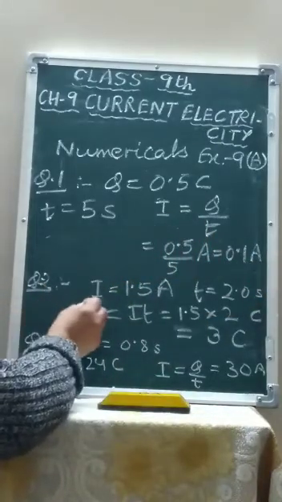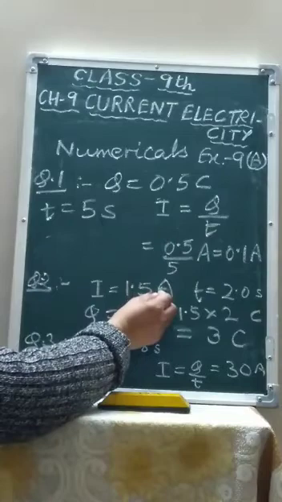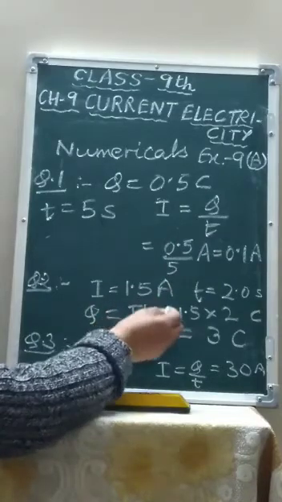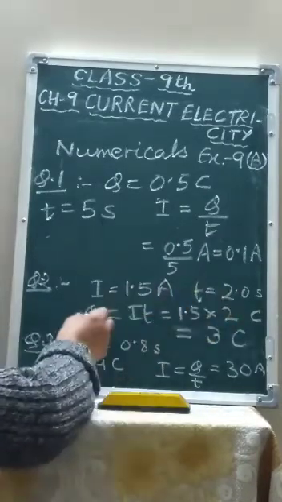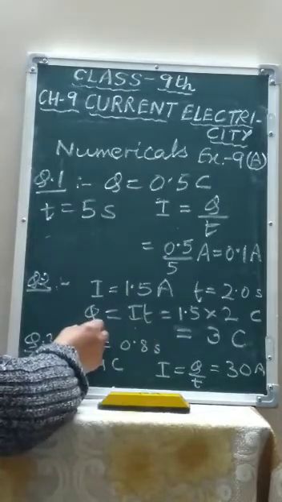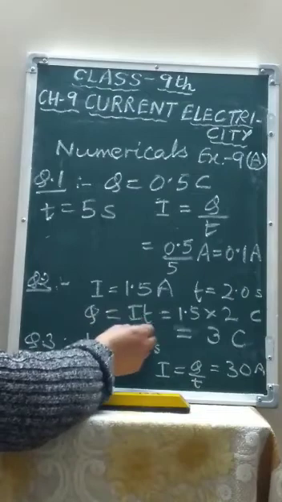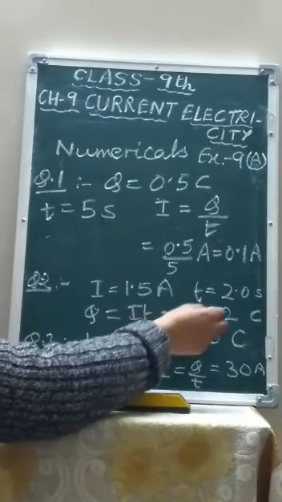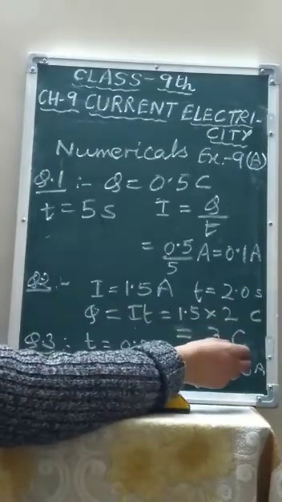Question number 2, a current of 1.5 ampere flows through a conductor for 2 seconds. So what amount of charge passes through the conductor? Charge Q is given by the formula Q equals IT. That means 1.5 into 2, which becomes 3 coulomb.